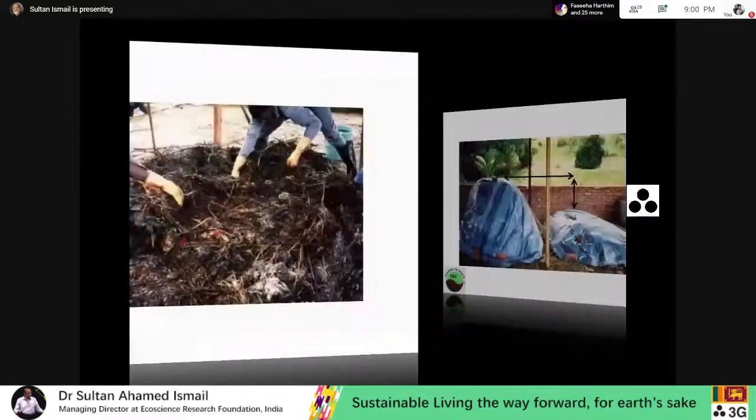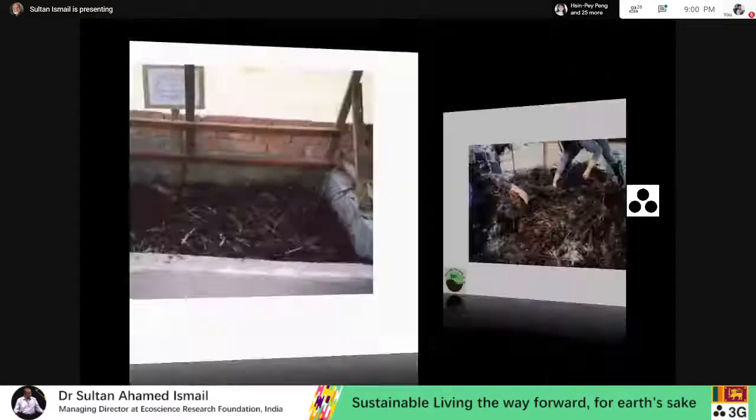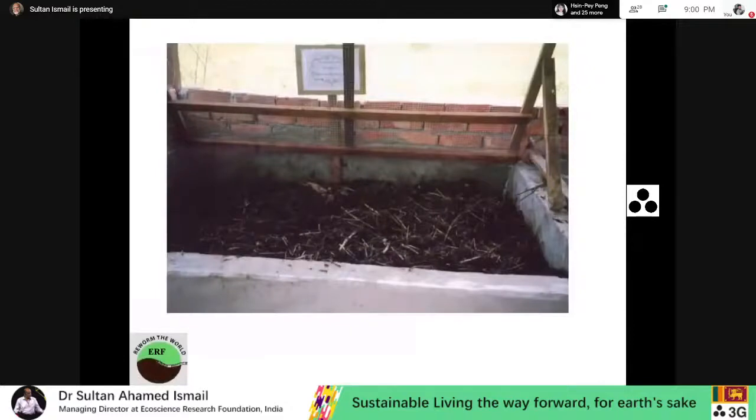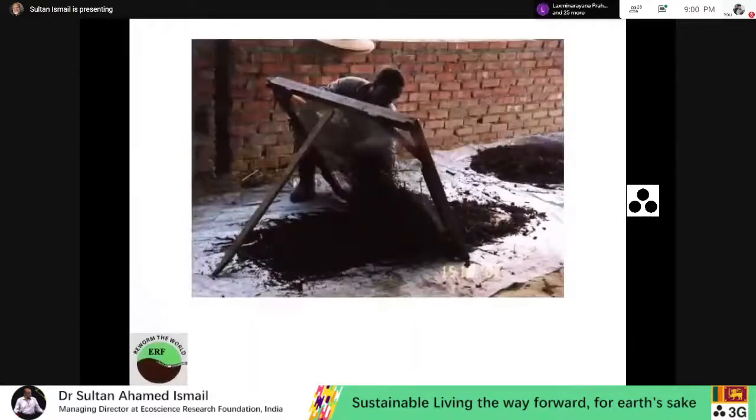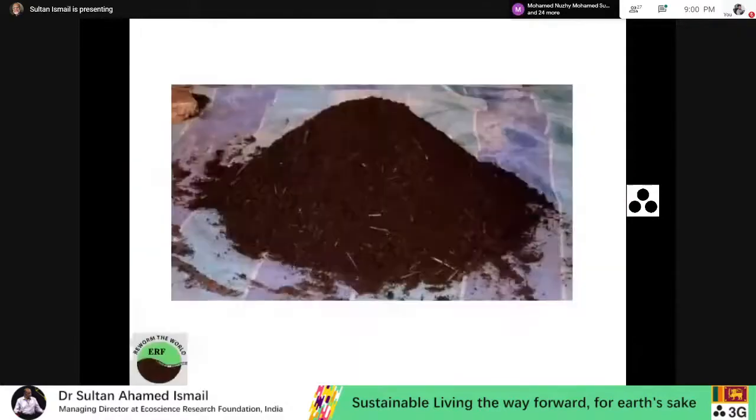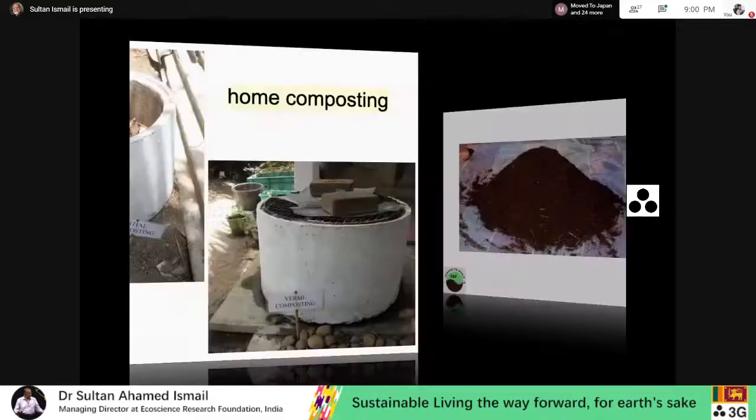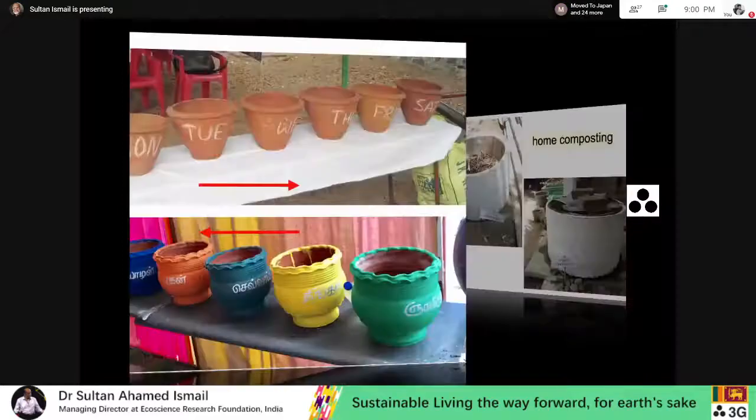Cool it, give it to the worms, compost is ready. This compost, you need not sieve it if you are going to use it yourself. But if you want to sell it, it is better to sieve it. So when you sieve it, it looks beautiful like a compost. That's vermicompost for you. Very simple mechanism. You can do it at home.